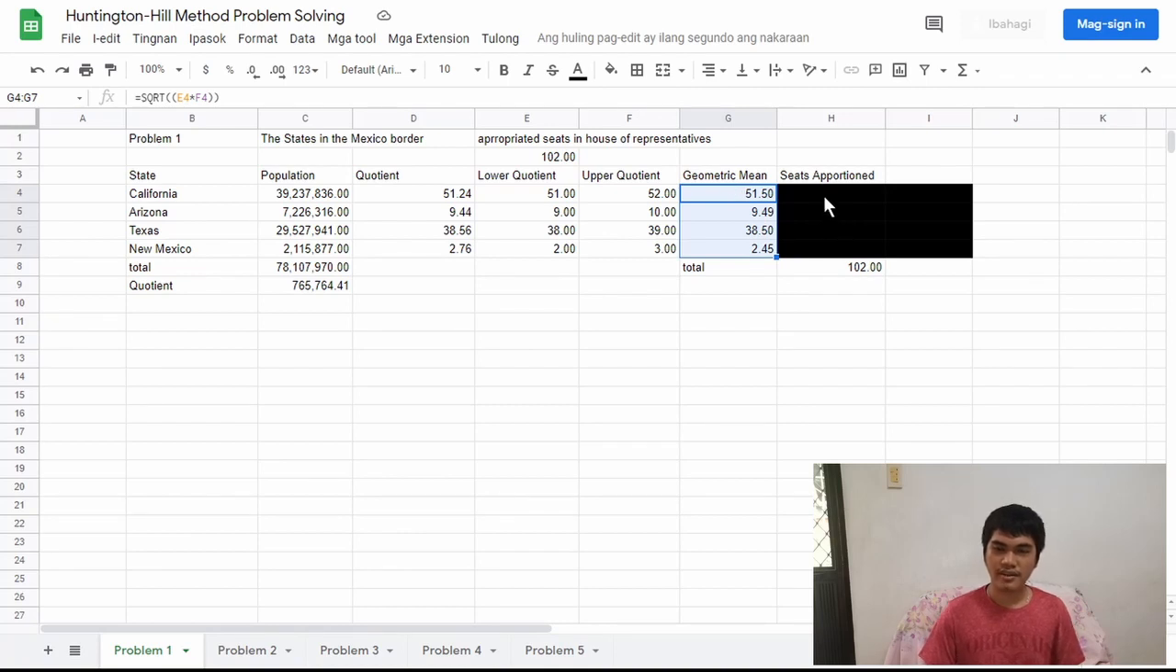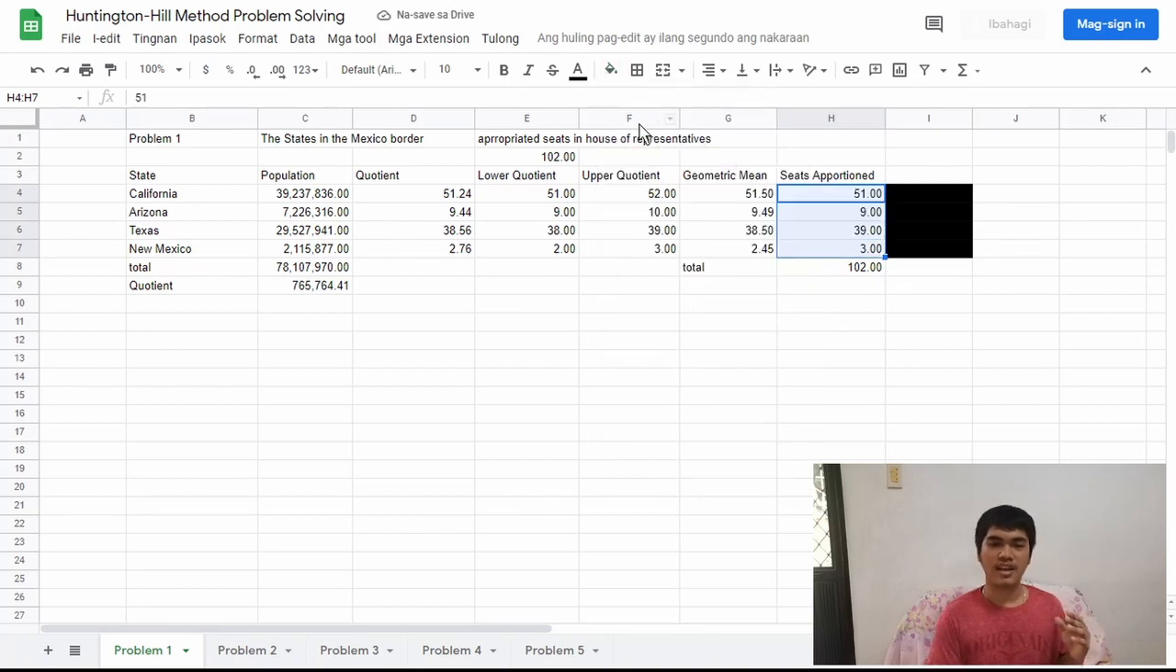So the answer for this will be, in California, the seats appropriated will be 51 because the quotient is lower than the geometric mean. And in Arizona, they will still have 9 because their geometric mean is higher than their quotient.